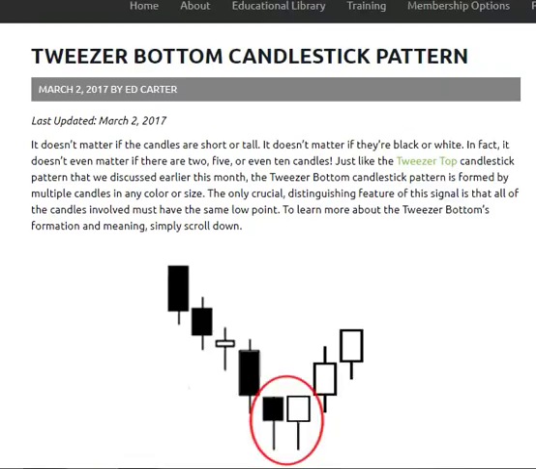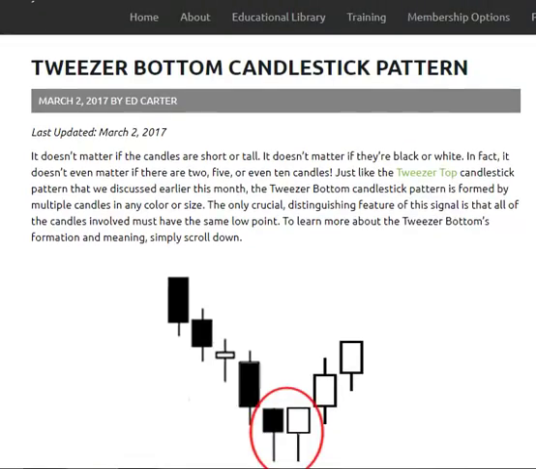I just wanted to bring you a tutorial on this day. I know the markets have been down and some people are nervous, but this is the time to study, this time to get better, this time to learn, and just hone your craft so that when this next run happens, you'll be able to take advantage of it. So look for these tweezer bottoms. Maybe we'll get this formation.